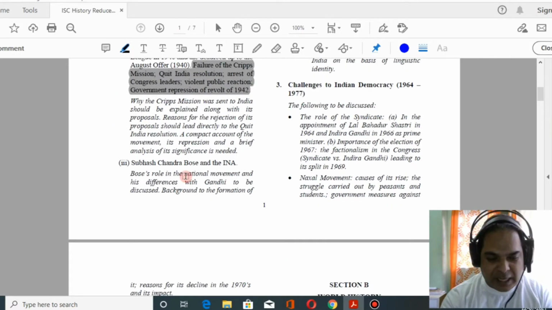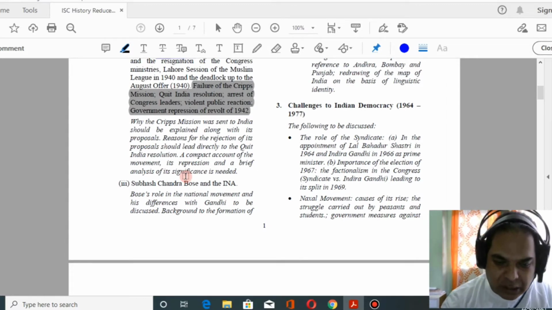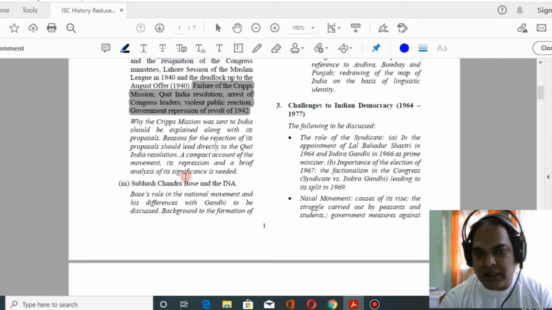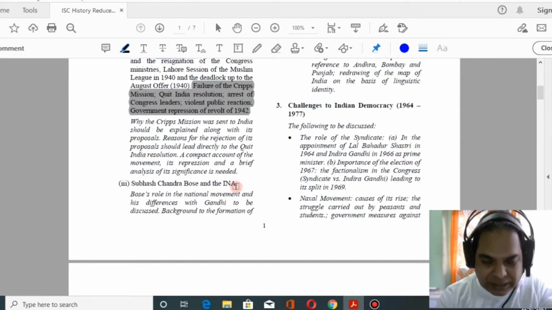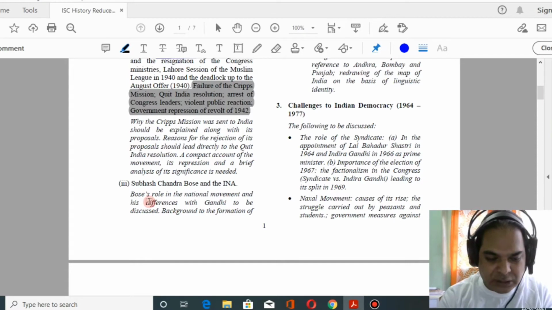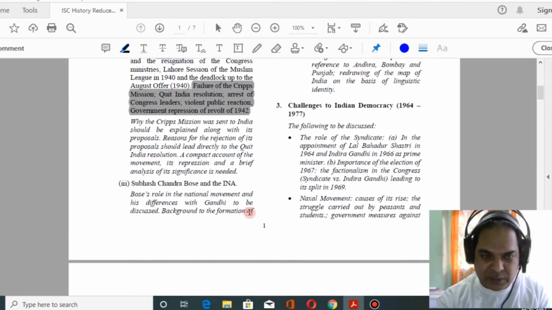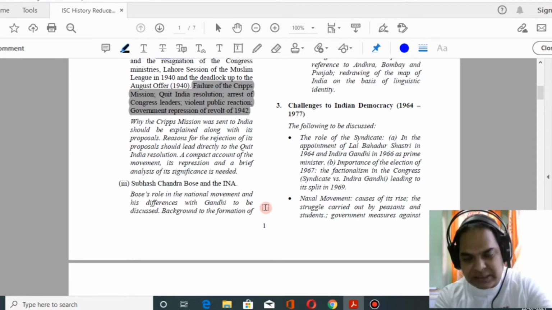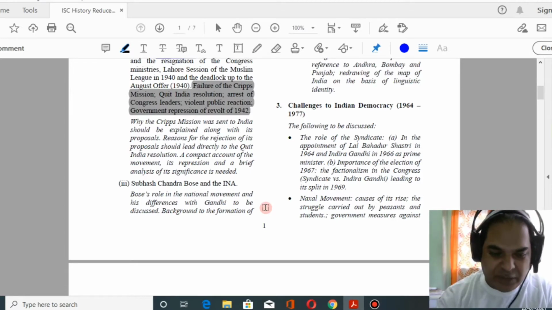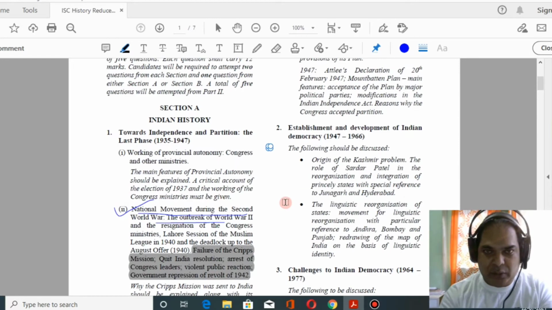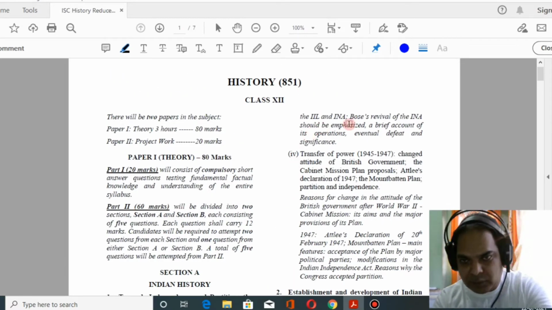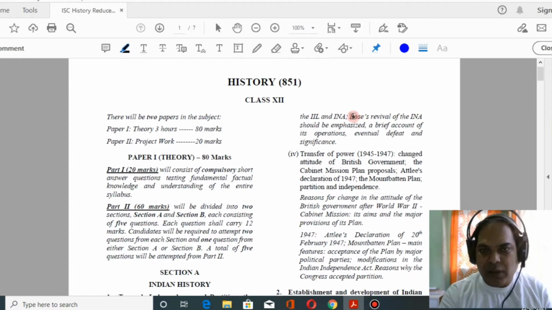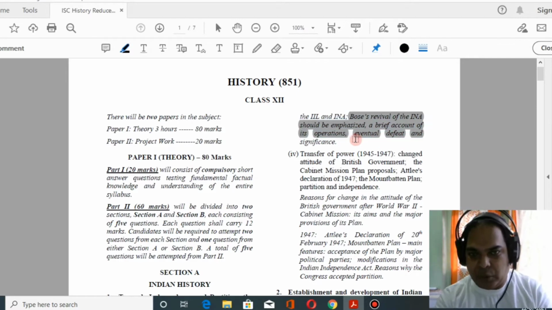Now if you move down, Subhas Chandra Bose, last year it was not at all included. Subhas Chandra Bose and INA were not included. This year they have included them. So we have to study about Subhas Chandra Bose as well, and the formation of INA as well. Last year Subhas Chandra Bose was not there. This year, that means for 2022, they have included him. Then the role of Subhas Chandra Bose, then revival of INA. All these things were removed last year as per the reduced syllabus, but this time they have included them.